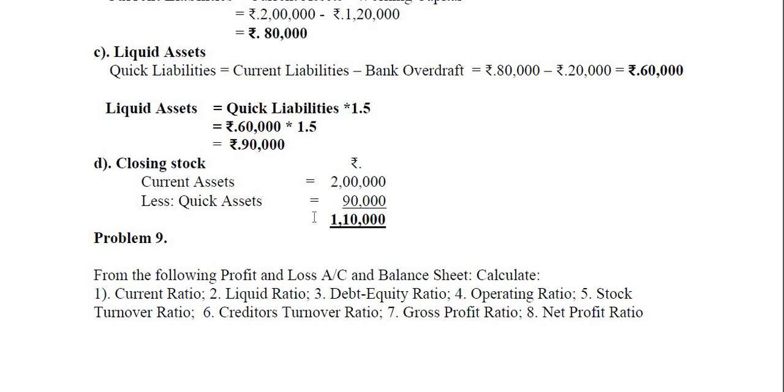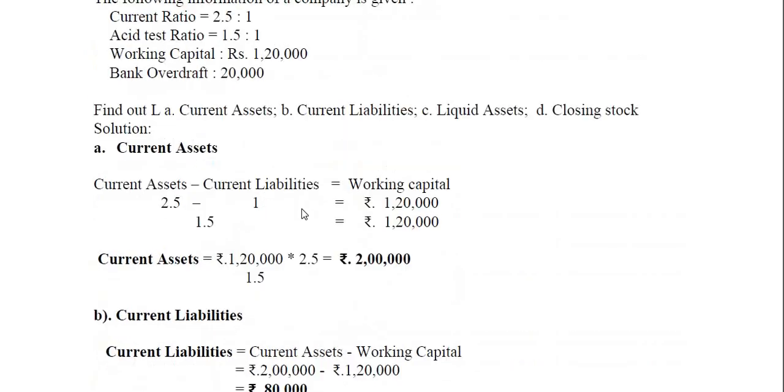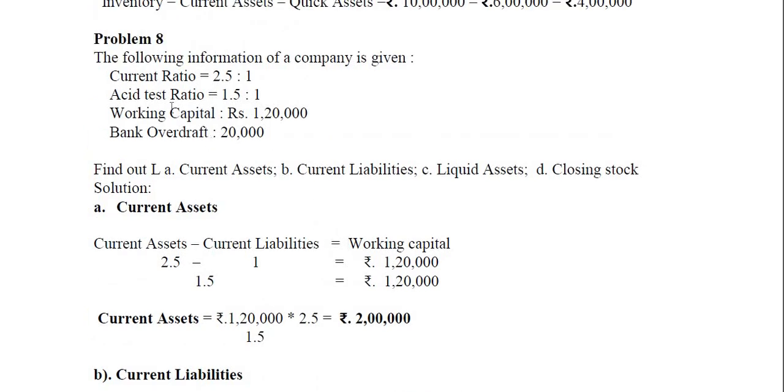This is similar to the one we have solved in the previous problem. Now let me once again repeat. Current assets you have to calculate, and you can take the formula of calculation of working capital, because working capital is given here 1,20,000. What is working capital? Working capital is equal to current assets minus current liabilities.